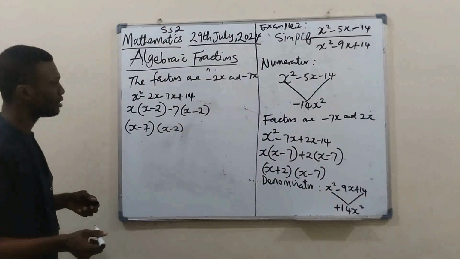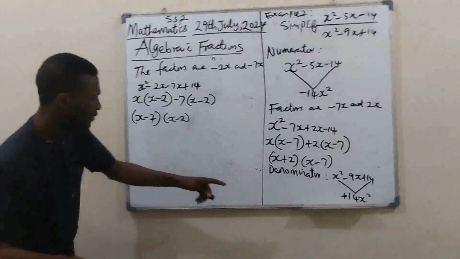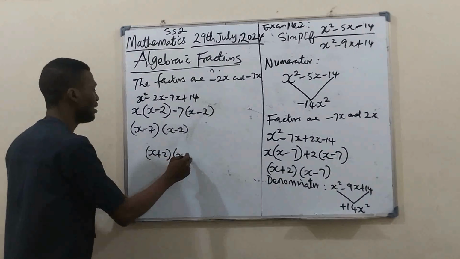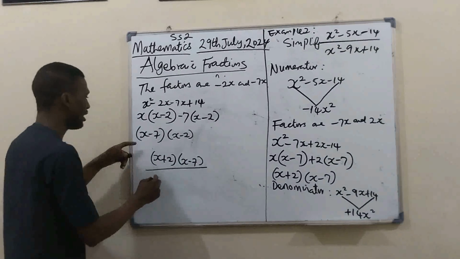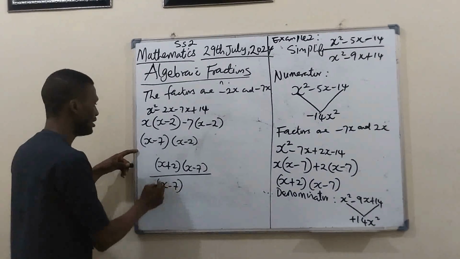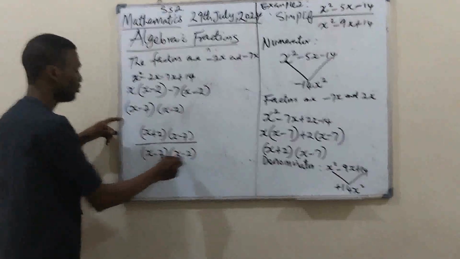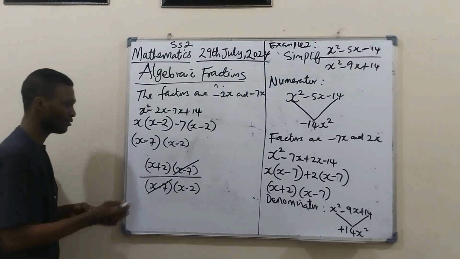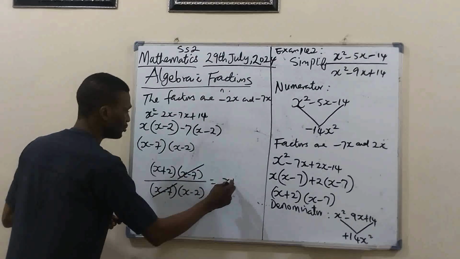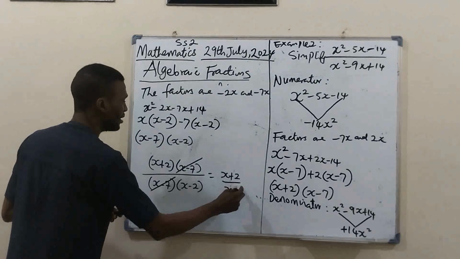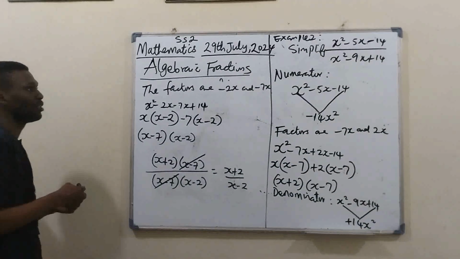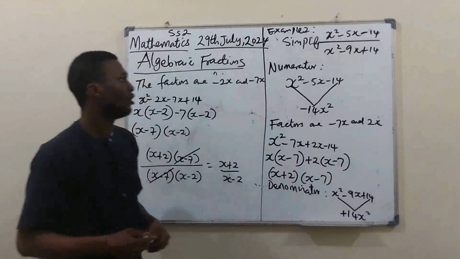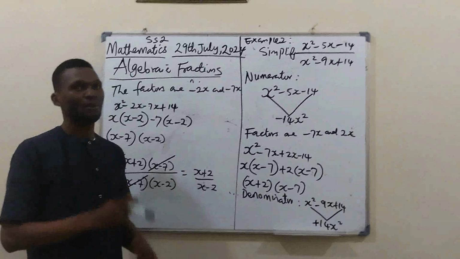So comparing both numerator and denominator, the numerator, after factorization, we had x plus 2 into bracket x minus 7. And the denominator, we have x minus 7 into bracket x minus 2. Looking at this, we have these two as common factors, x minus 7, x minus 7. What we have left is x plus 2 all over x minus 2. That's the final answer. If you run this again, that's to simplify x squared minus 9x minus 14 all over x squared minus 9x plus 14.